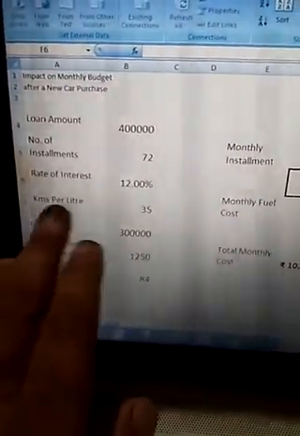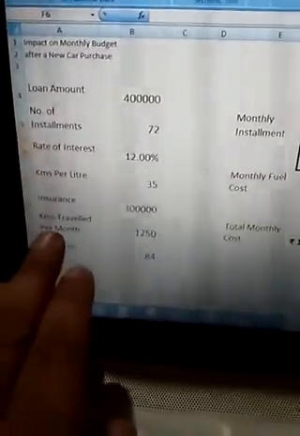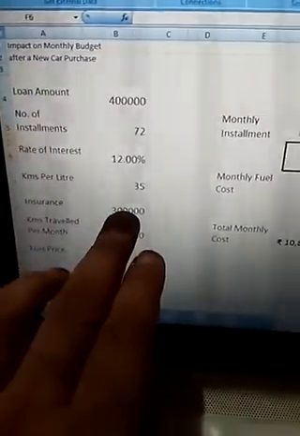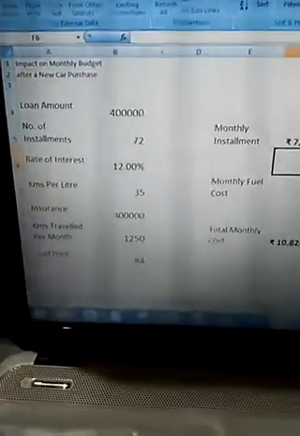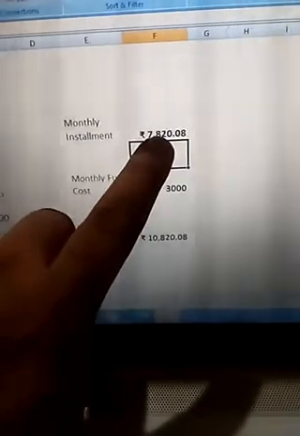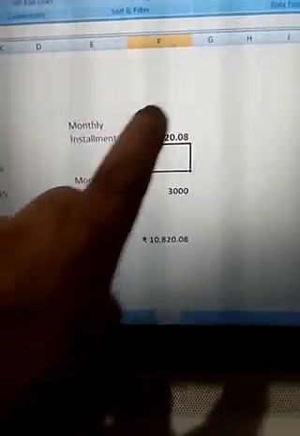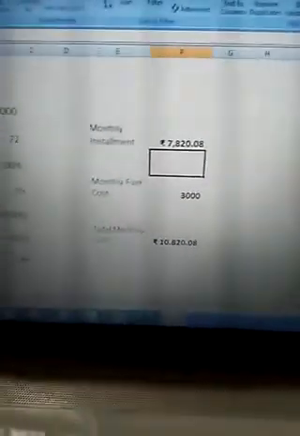So this is the option by which you can set up the Scenario Manager, and you can add any scenario. You can make changes in the rate of interest, in the kilometers per liter, in your insurance portion, or in the loan amount. You can change any of the values, and the values will be reflected in your formulas automatically. Clear? So you can take a printout of these 3 scenarios and then show it to the customer, and that will be very easy.